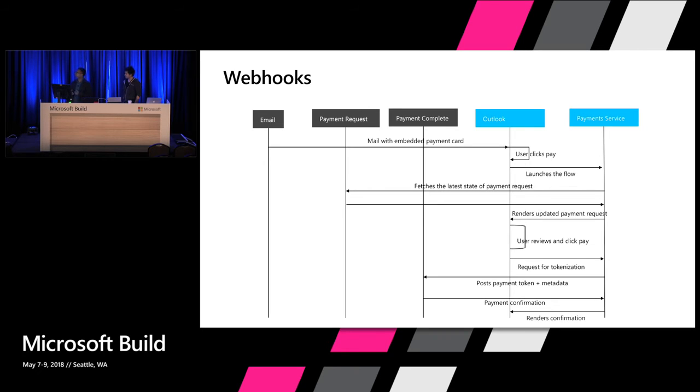This is the flow diagram on how the experience will flow through your endpoints. So the key here is that the user in Outlook will receive an email with the embedded payment card that we have talked about before. Once users click on the button, it launches the flow. The first thing the flow does is to make a call to your payment request with the product context that you specify on the card. That product context might have your invoice ID, or some information that lets you see what is the current status of the payment request.